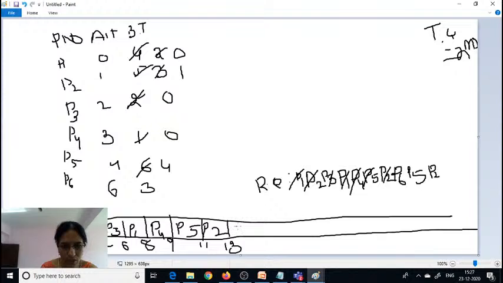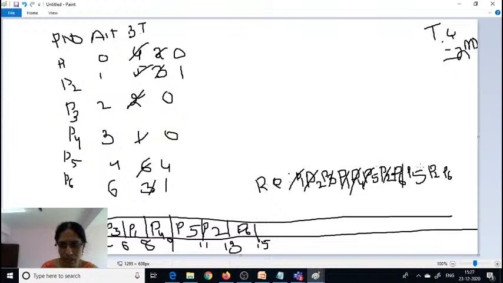That is the P6 process. Now the P6 process enters the CPU and is processed for 2 milliseconds because the time quantum is only 2 milliseconds. The remaining burst time is only 1 millisecond. This is 15. After completion of this, P6 has remaining burst time 1, so this P6 is preempted and added at the end of the queue.